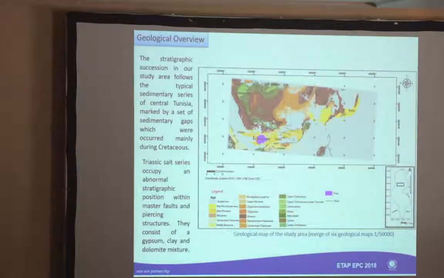The first step of my work was to merge and to digitize the 6 geological maps in order to get a homogeneous map to see the distribution of different stratigraphic units. So the stratigraphic succession in our study area follows the typical sedimentary series of central Tunisia, with the gaps mainly occurring during the Cretaceous. Triassic salt series occupy an abnormal position within the master faults and piercing structures. They consist of a gypsum, clay, and dolomite mixture.